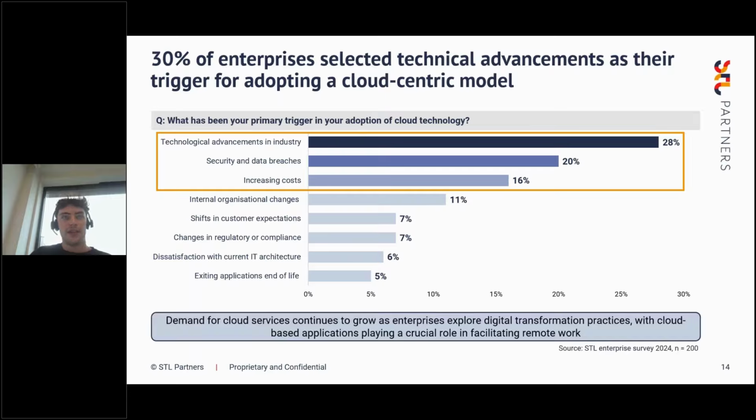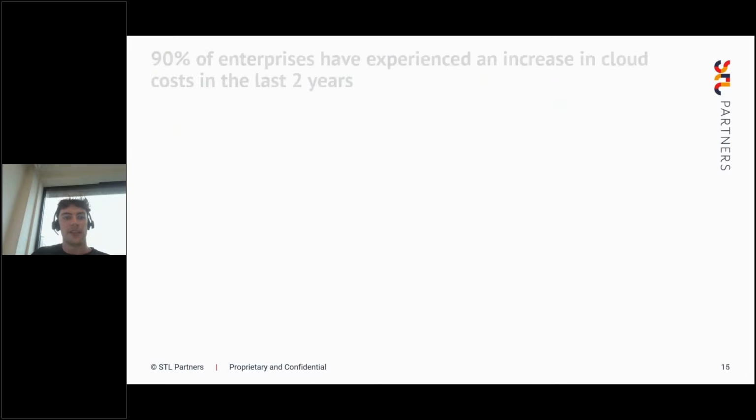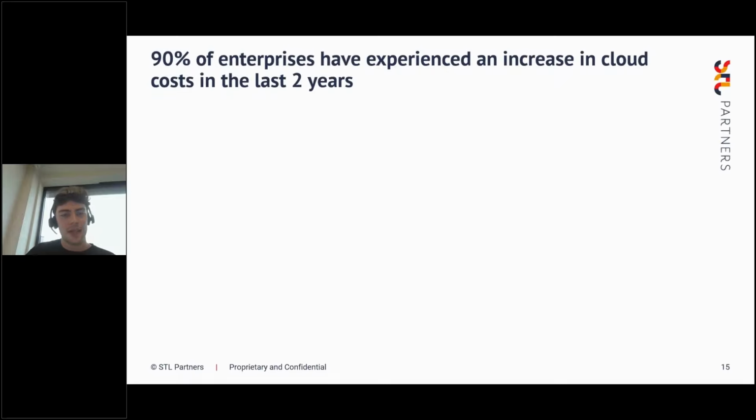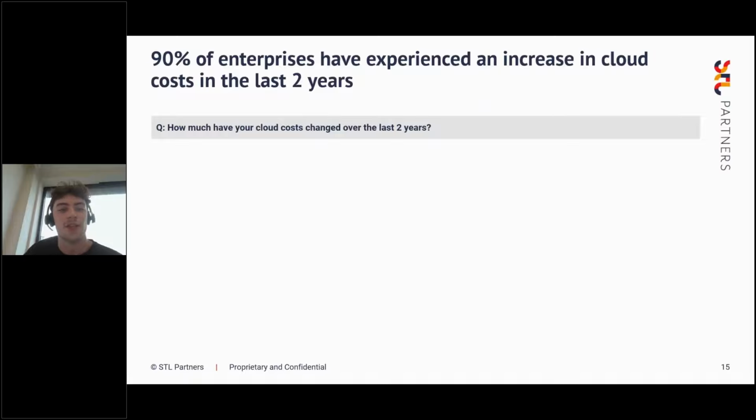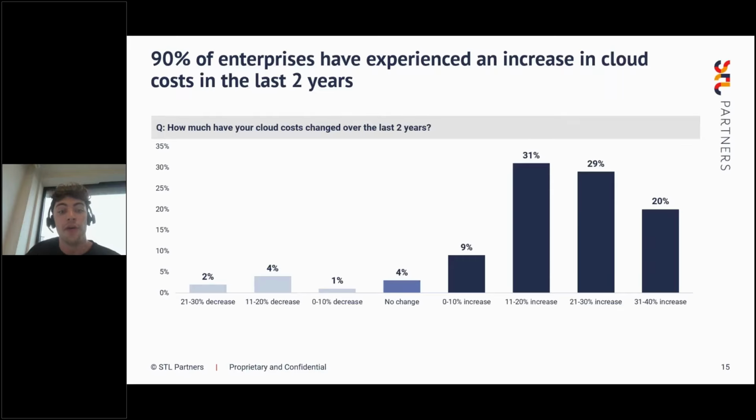Increasing costs is something that's cropped up both as a main challenge for enterprises and as a primary trigger for them in adopting cloud over the last couple of slides. So we're going to dive into this in a little bit more depth now. The key takeaway is that in the last 2 years, 90% of enterprises have experienced rising cloud costs, with 80% of these experiencing over a 10% increase in costs. And it's due to the factors that we've mentioned over the course of the last few minutes.